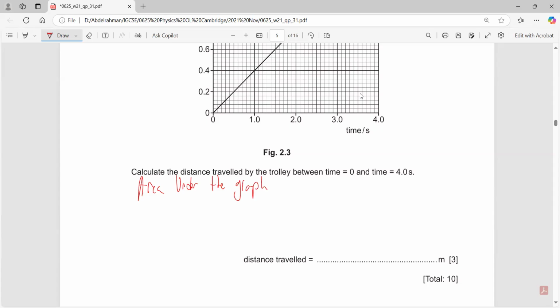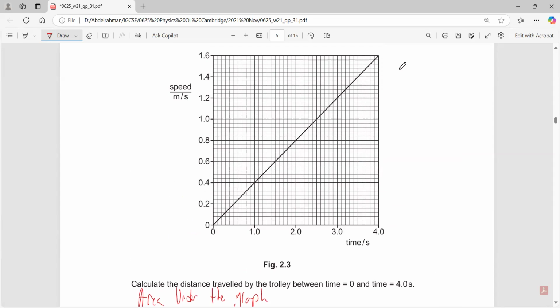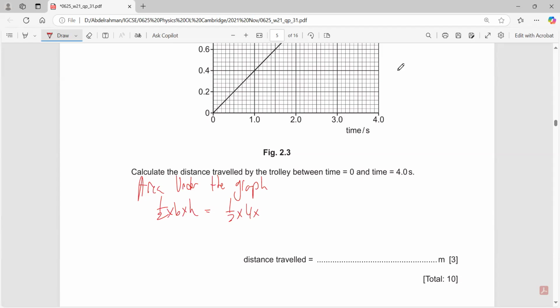This is a triangle. So basically half times base times height. Half times 4 times 1.6, which is 3.2 meters. Half times base times height.